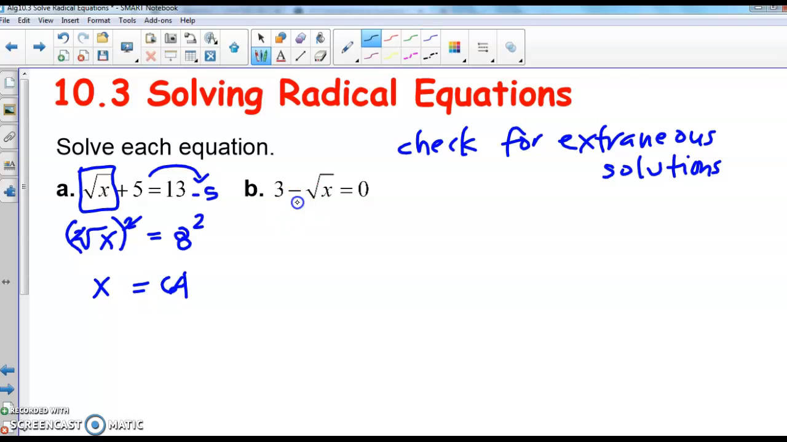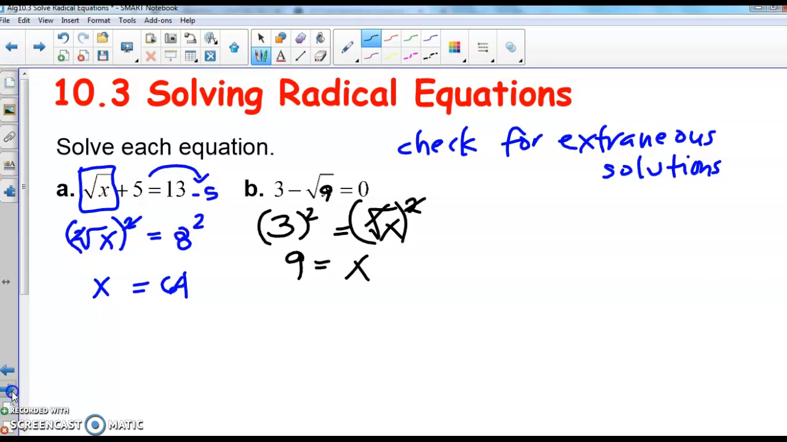Let's try the other one. You can move either 3 or negative radical x to the right-hand side. Since this is negative, I prefer to move it to the right. So 3 is equal to radical x. After that, you square both sides again. So that's 9 is equal to x. Now let's see if this is extraneous or indeed a solution. 3 minus the square root of 9 is 3. So 3 minus 3 is 0.